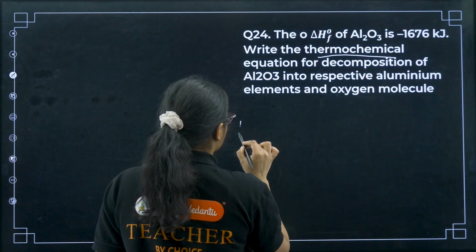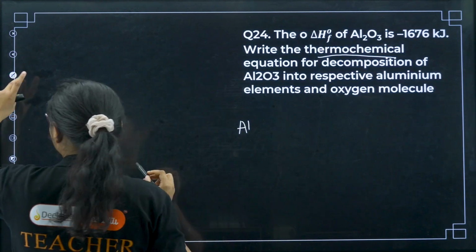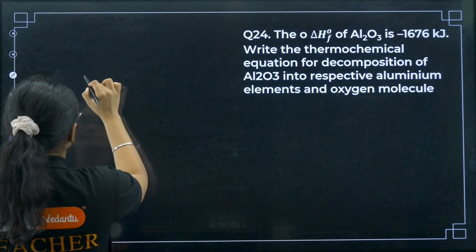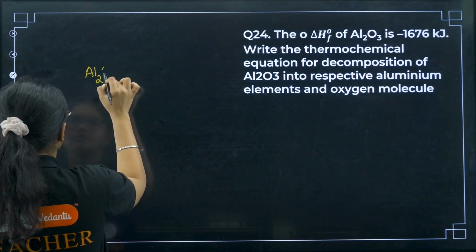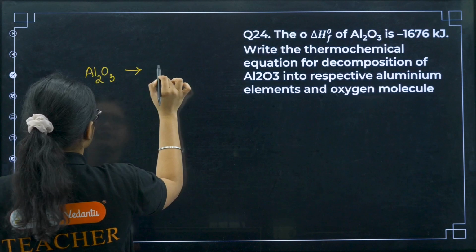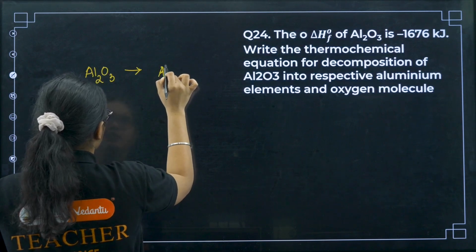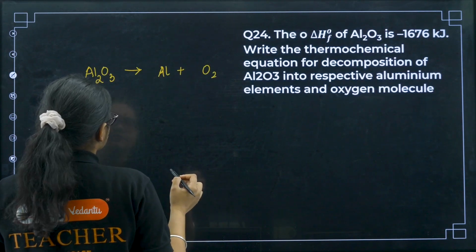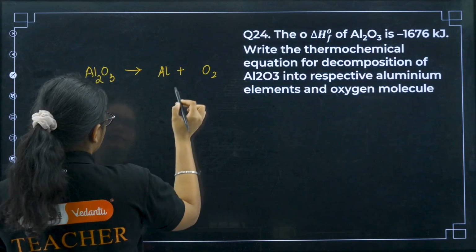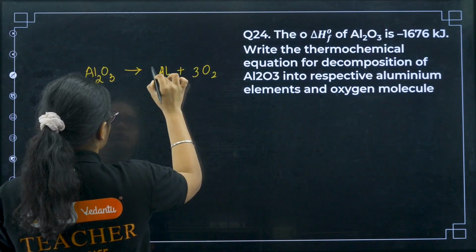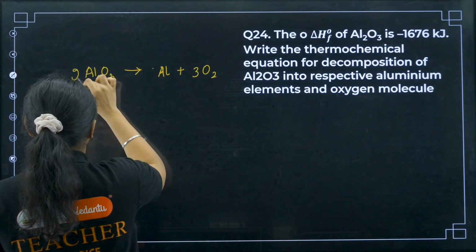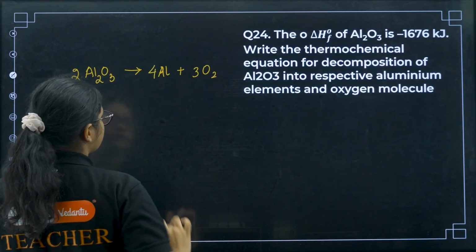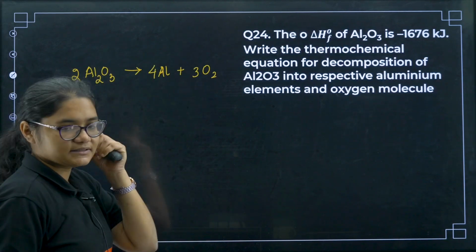So if I decompose Al2O3, what will be the product I will be getting? I will get Al and oxygen. So if I want to balance it, how can I balance? I can write 2Al2O3 gives 4Al plus 3O2. Two 3s are 6, so 3 2s are 6. So this is the balanced chemical equation.